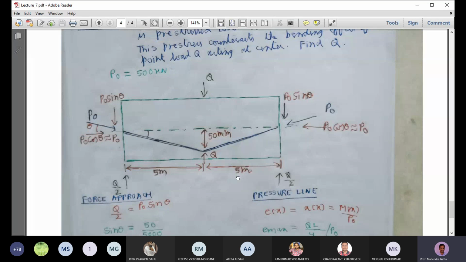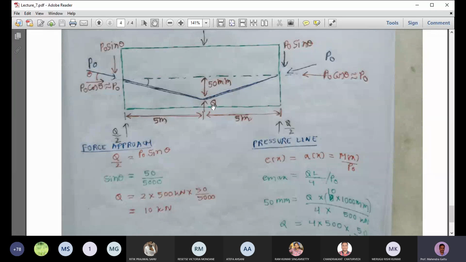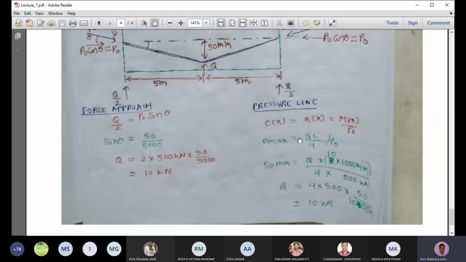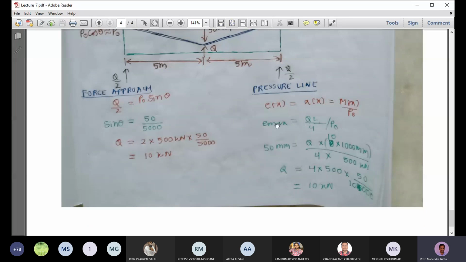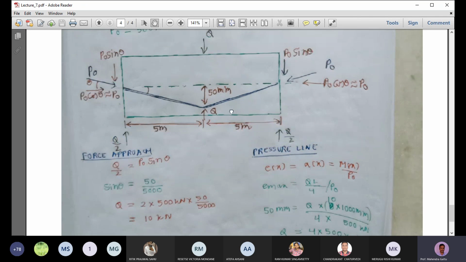So another approach is the pressure line approach. We know Emax is given as 50 millimeters, and we know the maximum bending moment occurs here, that is QL by 4. So Emax and maximum bending moment are related by this equation: Emax is equal to QL by 4 by P naught. Emax is 50, so we can find the value for Q. The length is 10 meters, so 10 into 1000, and P is 500 kilonewton. We can move everything to the right hand side. We get 4 into 500 into 50 by 1000, 10,000. So again we get the same answer, 10 kilonewton. So this problem we can do either using the force approach or the pressure line approach. You can determine the Q value.